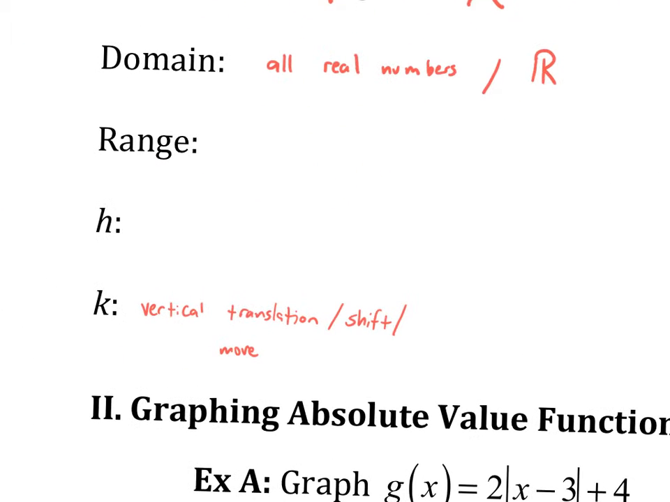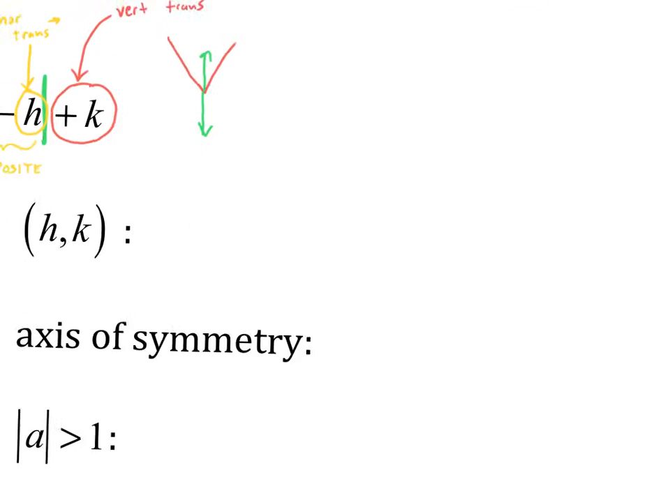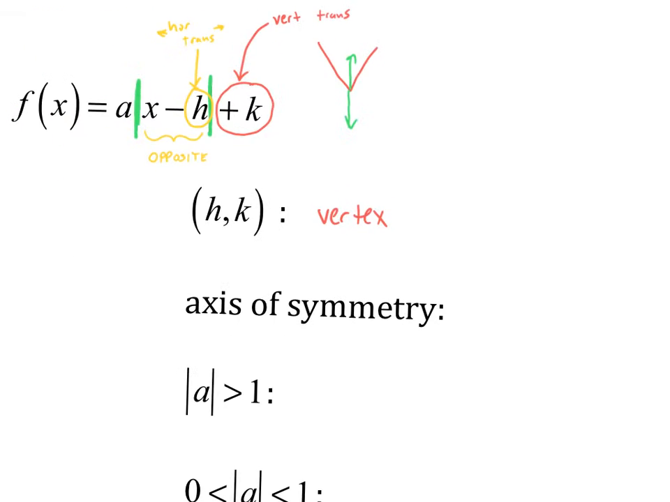So H here is horizontal translation. Now that's the formal word translation, and like I said before, you can say shift or move. Notice that it's not changing the shape, it's just moving things around. Well, that means together H and K will always form the vertex. H and K together will always form the vertex.